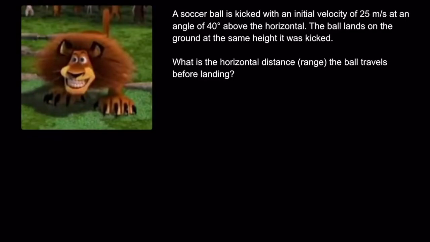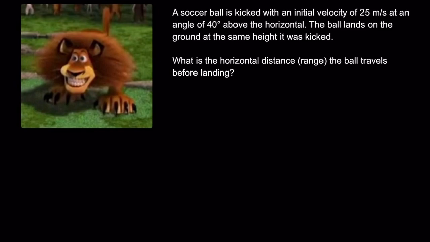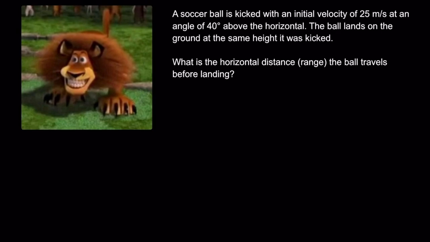A soccer ball is kicked with an initial velocity of 25 meters per second at an angle of 40 degrees above the horizon. The ball lands on the ground at the same height it was kicked. Find the horizontal distance, the range, the ball travels before landing. Firstly, let's start with a sketch of this.